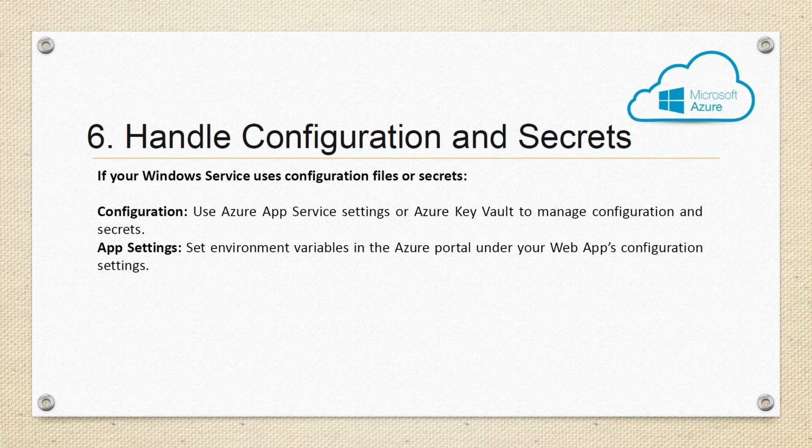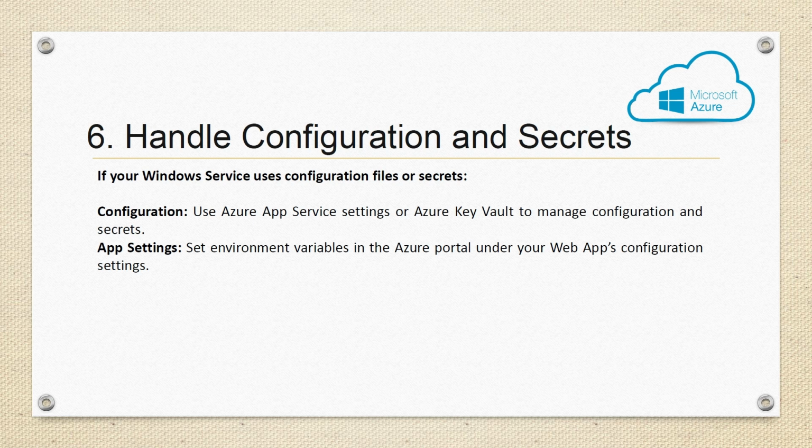App settings. Set environment variables in the Azure portal under your web app configuration settings. Any kind of settings that were required when running as a Windows service earlier, you can manage by using the app settings, I mean the environment variables, on the Azure portal under your web app configuration settings.